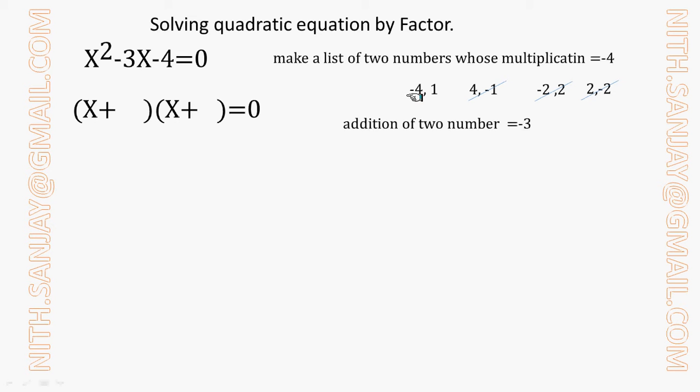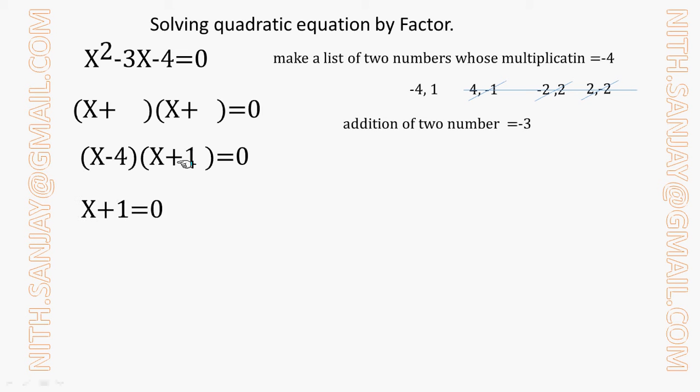So now this is my value of b1, this is my value of b2. I can take it the other way also. You can take this as b2 and you can take this as b1. So that will not make any difference. So I will put the values of b1 and b2 in my equation. So here x plus b1 means x minus 4 because the value of b1 is minus 4, into x plus b2 because the value of b2 is plus 1, is equal to 0.